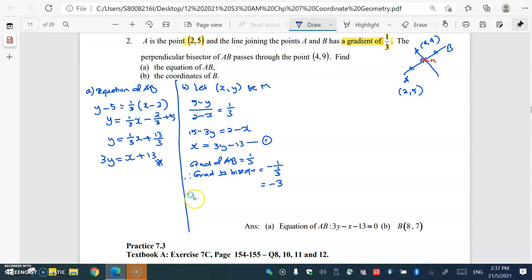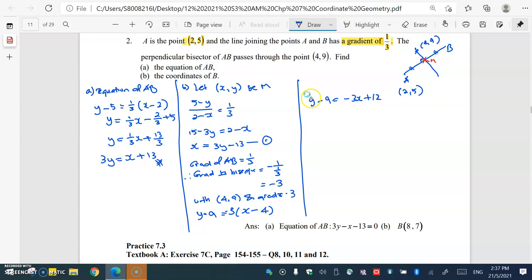With this in mind, I know with the point (4, 9) and gradient equal to -3, y minus 9 equals -3 times (x minus 4). Okay, y minus 9 equals -3x plus 12. So y equals -3x plus 21. So now I have two equations. The first equation is from the line AB. The second equation is from the perpendicular bisector.